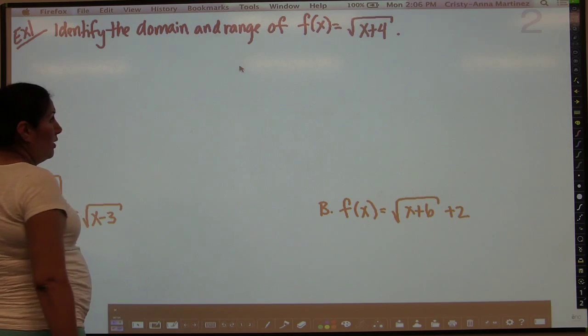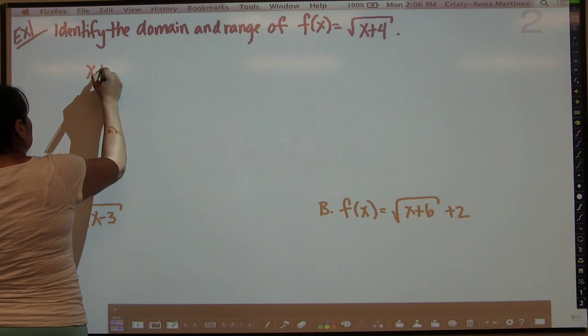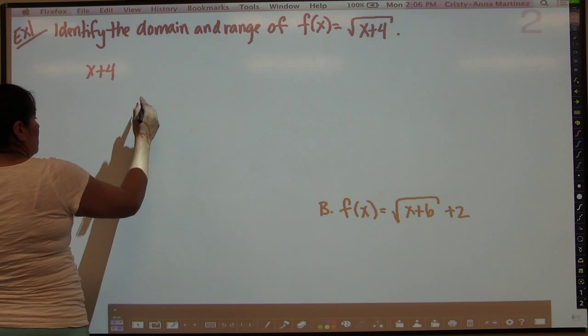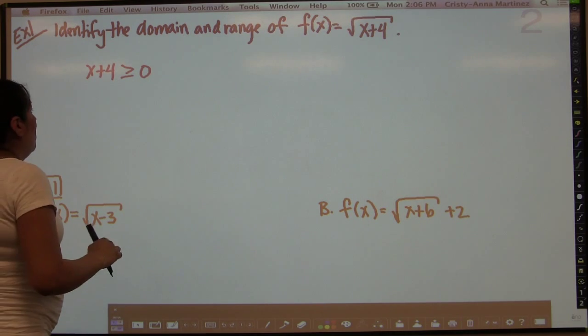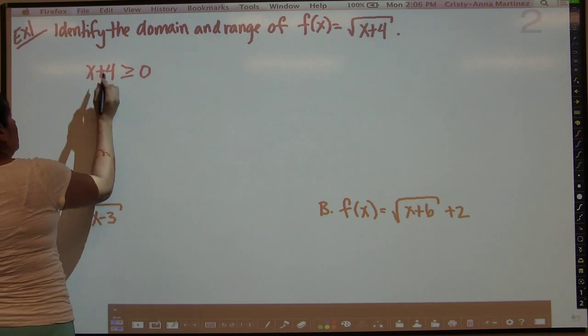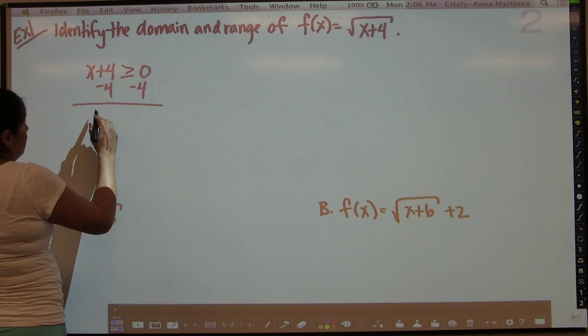But in our example, we don't have x, we have x plus 4. Nonetheless, we want that entire expression, x plus 4, to be greater than or equal to 0. We want it to be positive. So how do we figure out when it will be positive? Algebraically, it's very simple. You just set up an inequality and solve it.